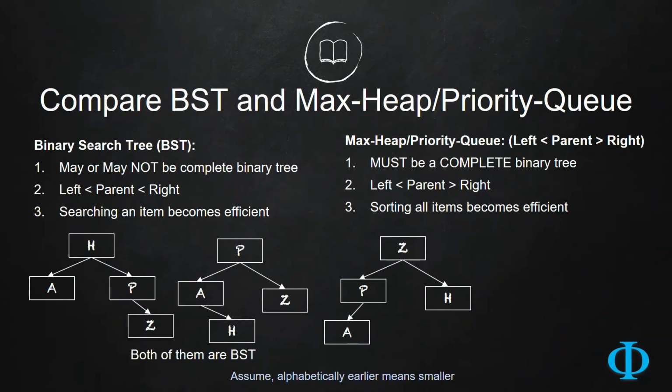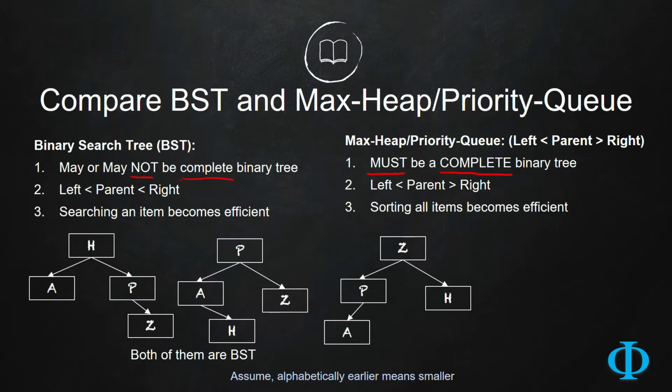So what are the differences between a binary search tree and a MaxHeap or priority queue? The main differences are as follows, as you can see in this slide. The first thing is a binary search tree, or a BST, may or may not be a complete binary tree. However, the MaxHeap or a priority queue data structure must be a complete binary tree.